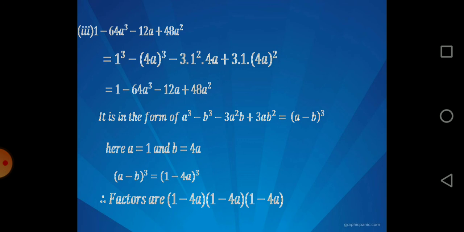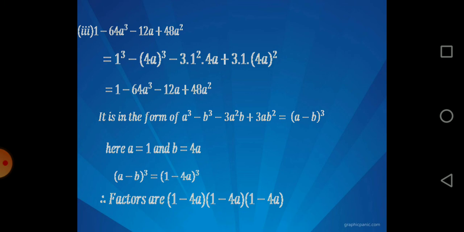So here from the question, from the second step, we are able to understand that a is equal to 1 and b is equal to 4a. Whereas in this question, in front of 4a, minus sign is there. So we can understand that it is in the form of a cube minus b cube minus 3a square b plus 3ab square. So let us check the third and fourth term. Minus 3a square b means minus 3 into 1 square into 4a, that is minus 12a. It is there in the question.